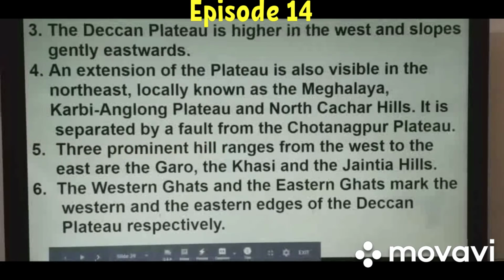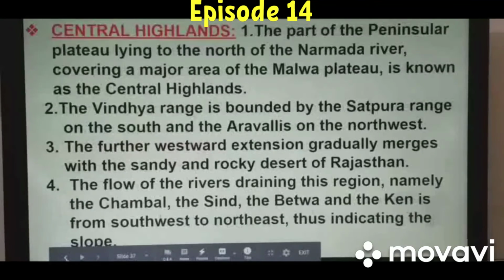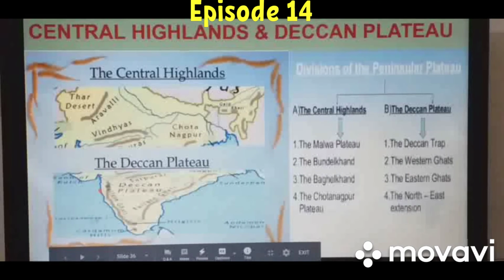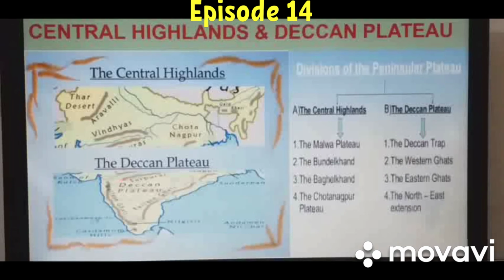Next, the Deccan plateau is higher in the west and slopes gently eastward. Unlike the central highlands, the Deccan plateau is also higher in the west, meaning the elevation of this plateau is higher towards the west side, and towards the eastern side they are low in height. So that is why the slope of the Deccan plateau is also like this, from west to east.